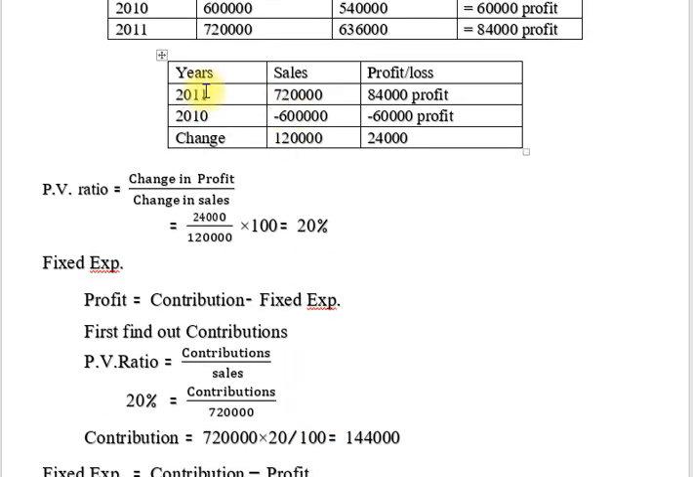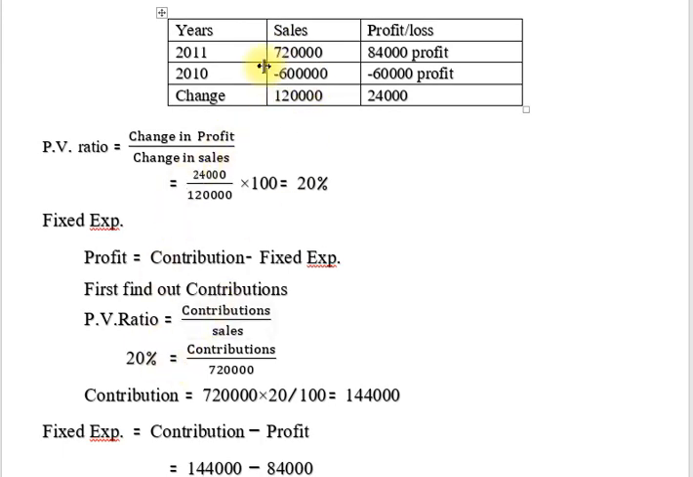So I use the 2011 information and calculate the example. Our sales is 7,20,000. Now we make the cost tabulation. So contribution is equal to 7,20,000 multiply 20 upon 100. So our contribution is 1,44,000. Okay friends, now we get our other information. Now we put the sum in our equation: the profit is equal to contribution minus fixed expense.